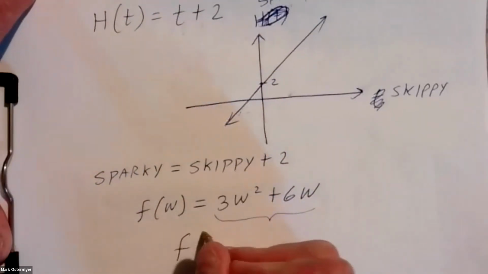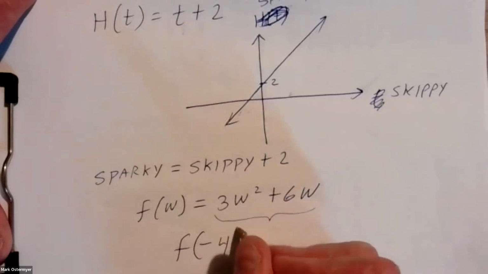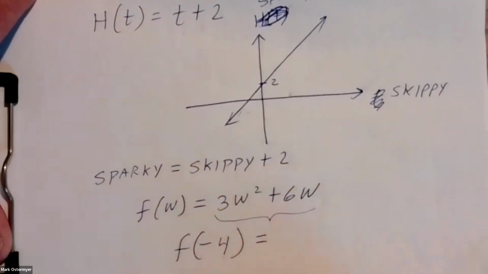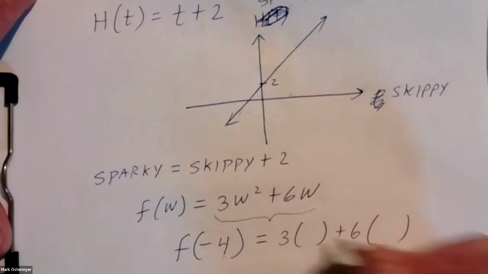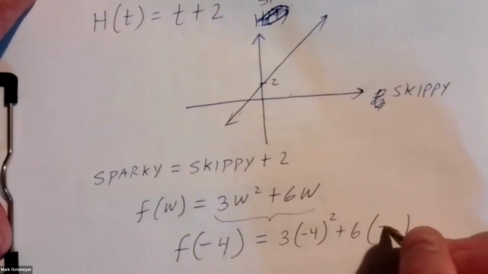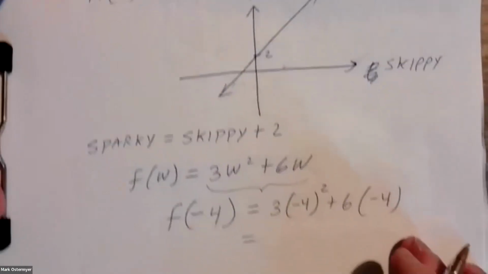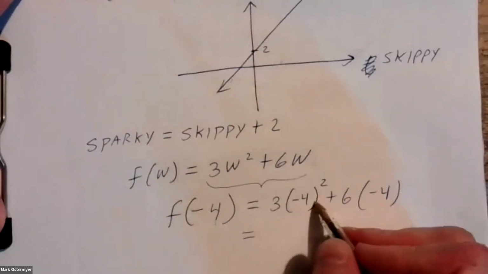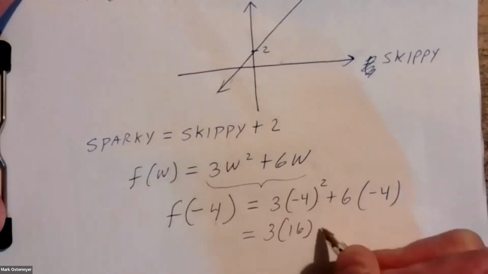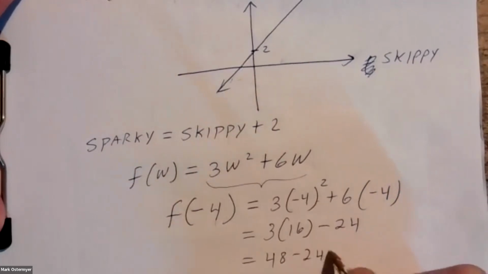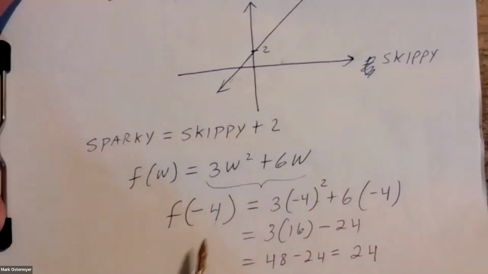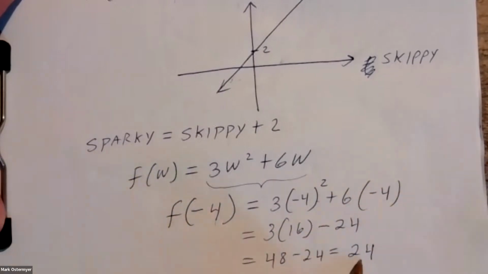All right, so what would be f of -4 for this function here? What do I replace w with? What's my input into this function? -4. So wherever we see w, we replace w with -4. And then we just have to abide by our order of operations and evaluate this. So -4 squared is 16. 6 times -4 is -24. So this is going to be 48 minus 24, which is going to net us an output value of 24. So if I put -4 into this function, f of w, I get out 24.